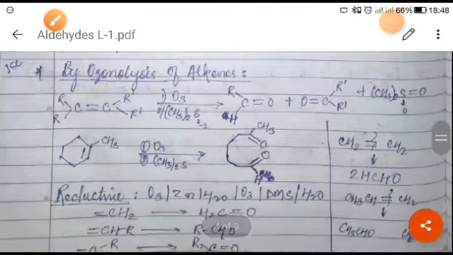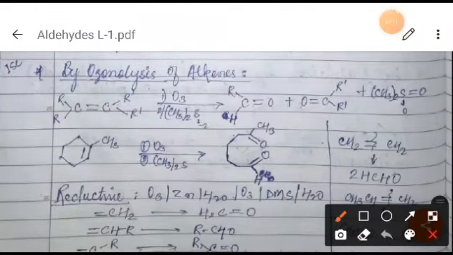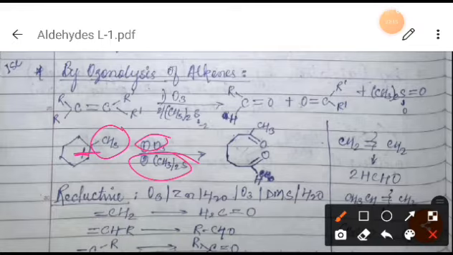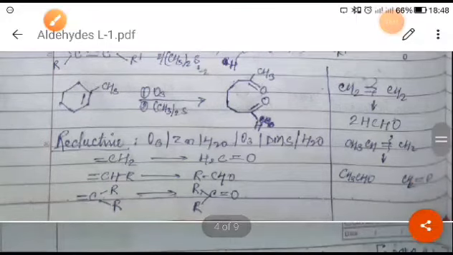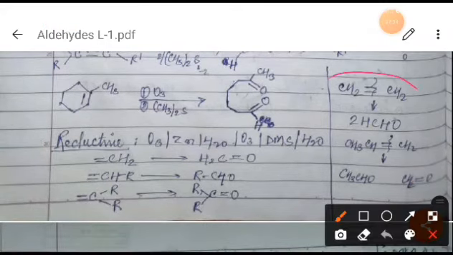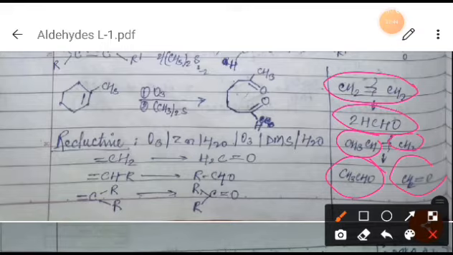Again, you can see one more example here. If we are using this with the same reagent, this double bond has broken, right? And in place of this double bond, a keto group has attached in one place, and an aldehyde group has attached here, right? As you can see, one example I have given you. If CH2 and CH2 are here, when it breaks, it will form 2 HCHO. And when CH3CH=CH2 breaks, it will form CH3CHO and CH2O.